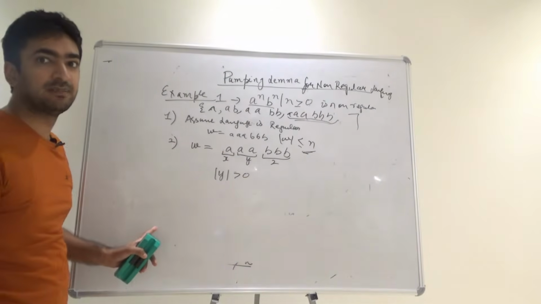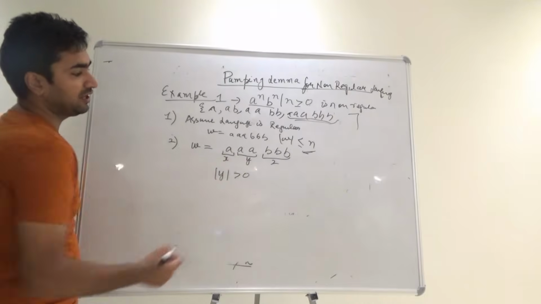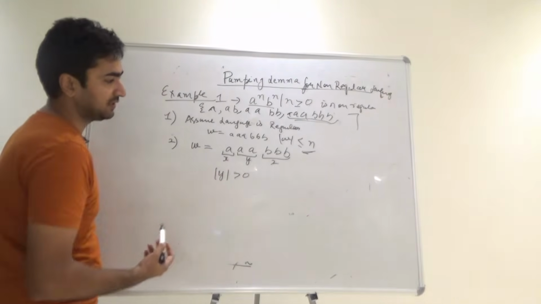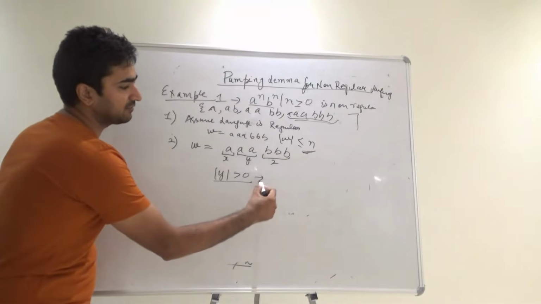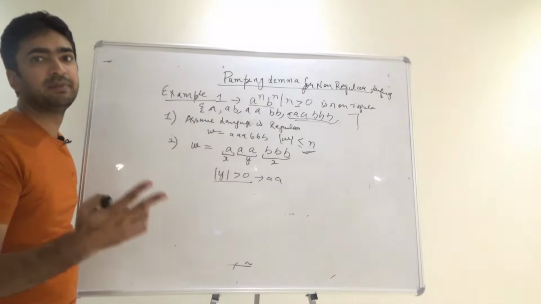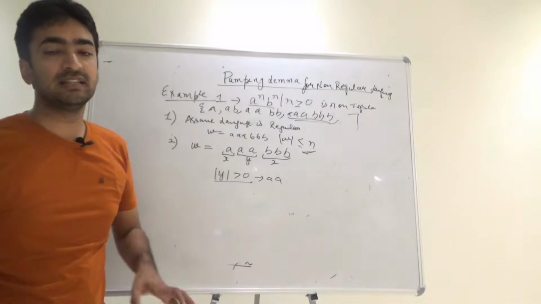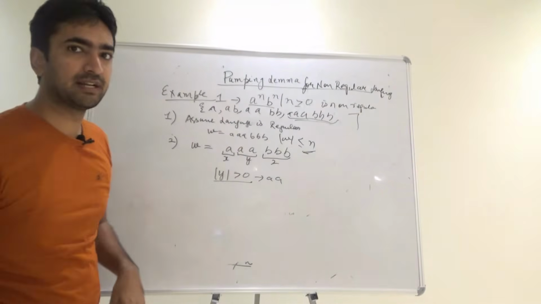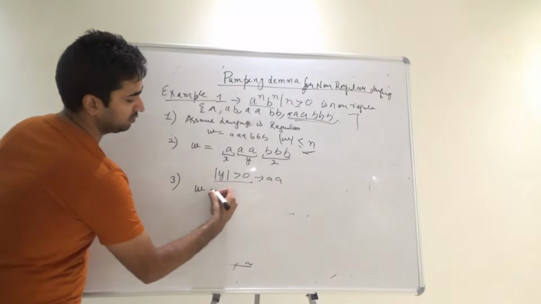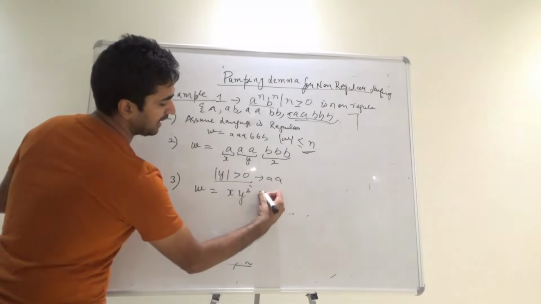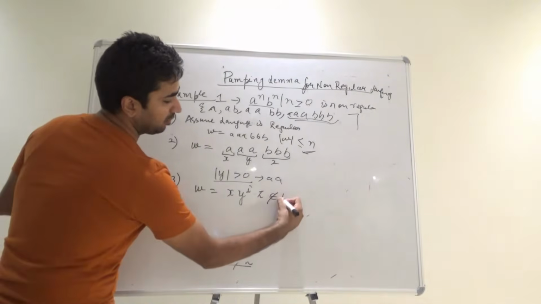So that's why I am putting this particular scenario. Here we have taken this scenario with x, y and z, and y value is 0. That's why I am taking it as double a. Double means y length is now 2, which is obviously greater than 0. Then the third part is we have to assume that x, y power i and z doesn't belong to the language.